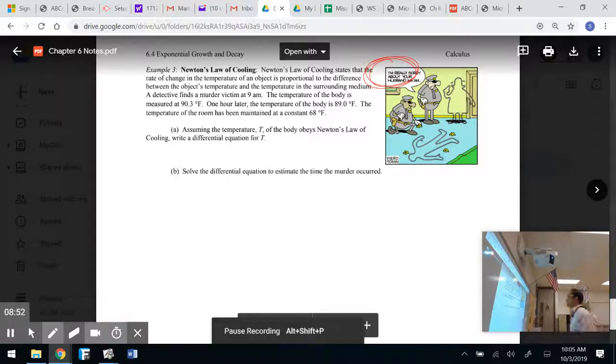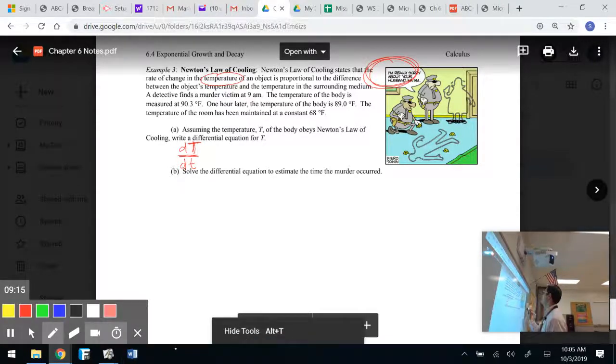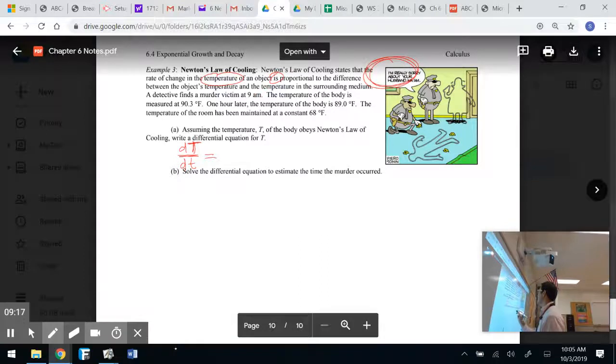Newton's law of cooling. Newton's law of cooling states that the rate of change in the temperature of an object is proportional. Oh, so this is kind of bringing up that problem that we just did. It says the rate of change of temperature. So what would that be? D, I'm going to use a capital T to stand for the temperature. So the rate of change means derivative, and it's going to be with respect to time, so that'd be a lowercase t. Of an object is, right? Is in math means equals.